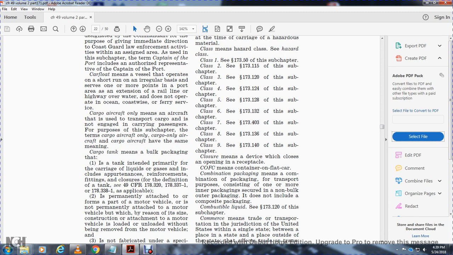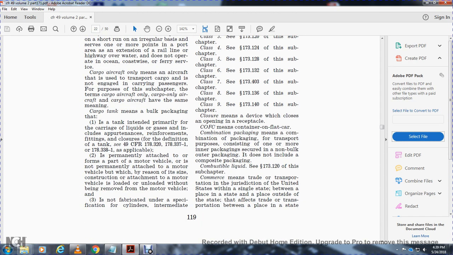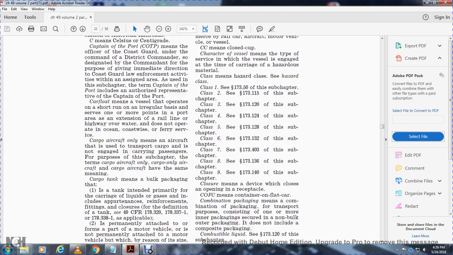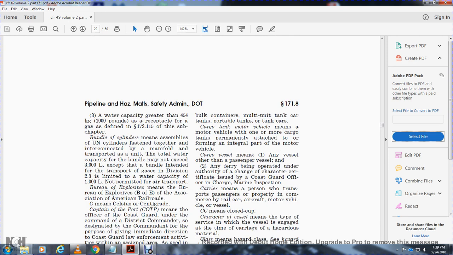The permanent attachment for the part of the motor vehicle with the non-permanent attachment for the motor vehicle must be reasonable in its size. Construction attachment of a motor vehicle loaded and unloaded without being removed from the motor vehicle is not fabricated under the specification of the cylinder immediately. Bulk containers, multiple tank car, portable tanks, tank car, cargo tank motor vehicle means a motor vehicle with one or more cargo tanks permanently attached to form an integral part of the motor vehicle.